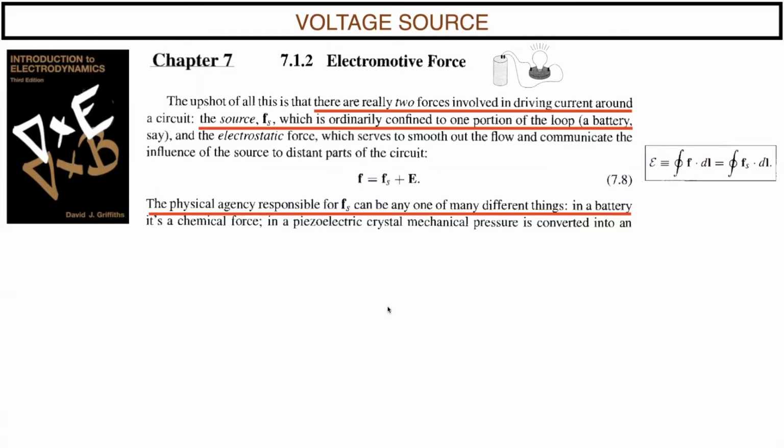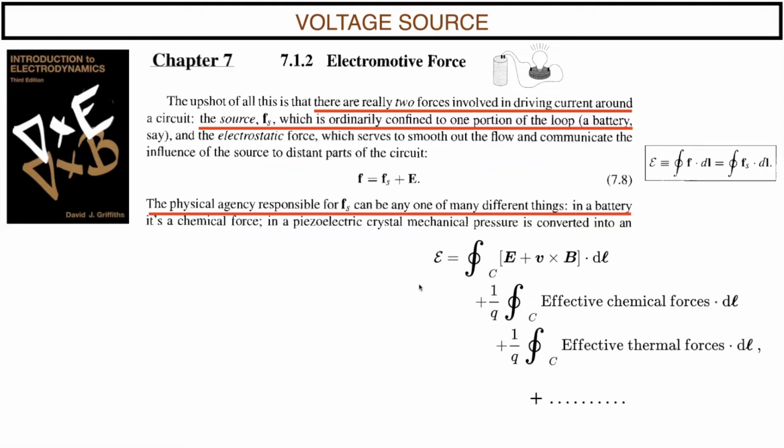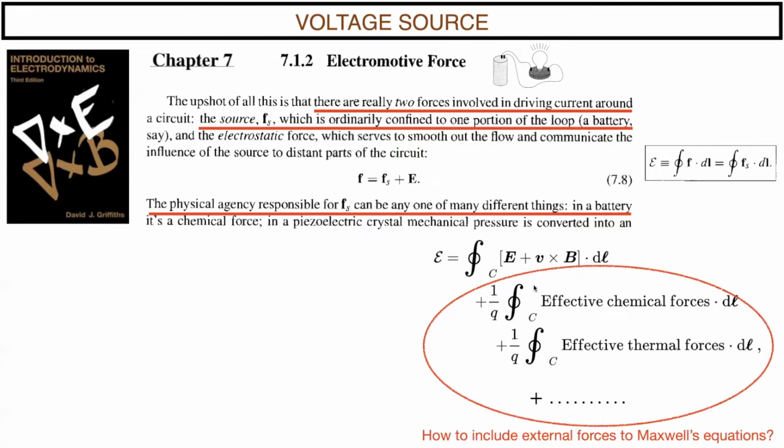producing an electric field. The EMF produced is the integral of the total force per unit charge dl, and because the integral of E dl is zero, the EMF turns out to be the integral of the force per unit charge produced by the voltage source. And so that can be due to chemical force, thermal force, maybe mechanical force, or even a Lorentz force, which will drive an EMF. So how to include external forces in Maxwell's equations?